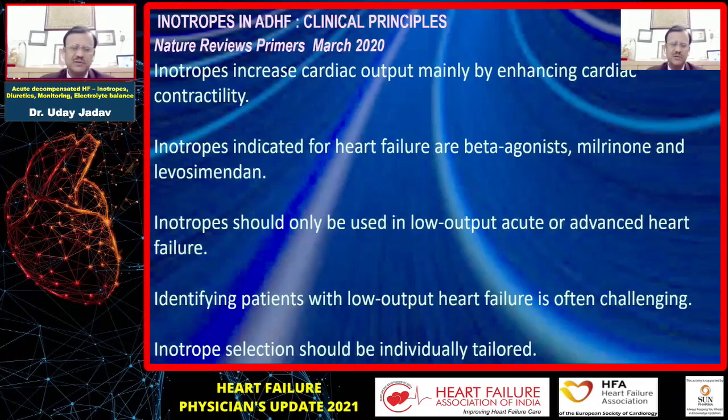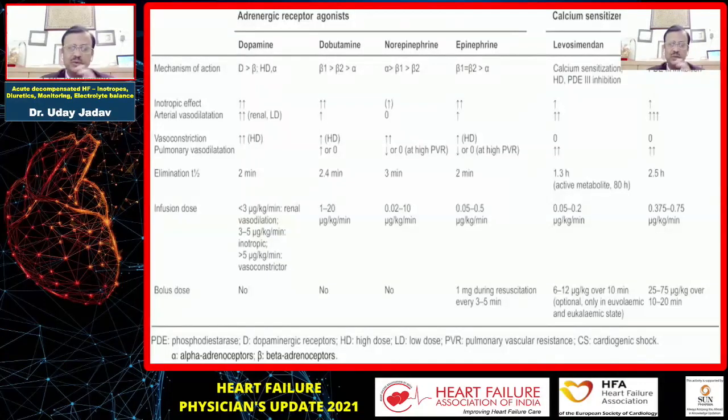Identifying these patients is often challenging, and therefore we need to look at what they do. Here is a great comparative chart of the three classes of drugs: the adrenergic receptor agonists, the calcium sensitizer, and the phosphodiesterase inhibitors. If you look at them carefully, they have different effects on the alpha and the beta 1 receptors. But what is important to remember is that they all have an inotropic effect.